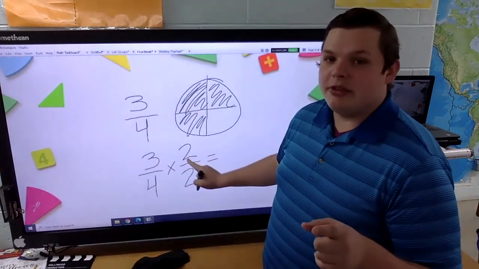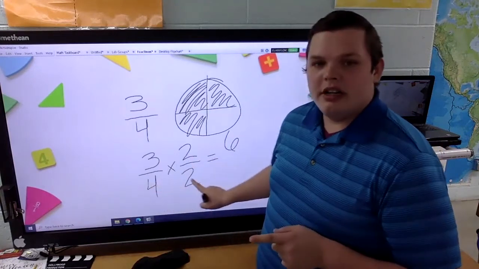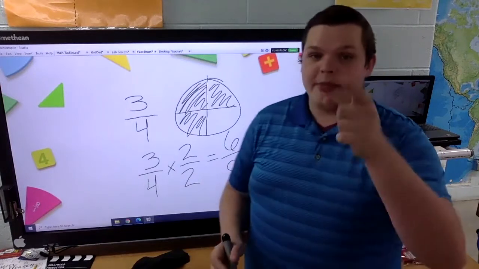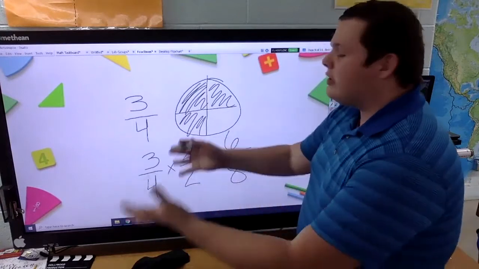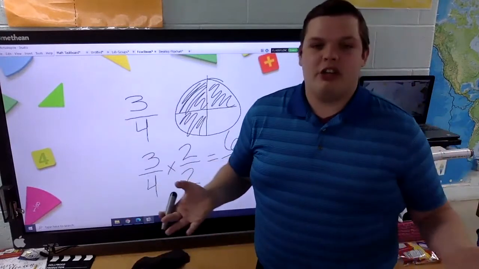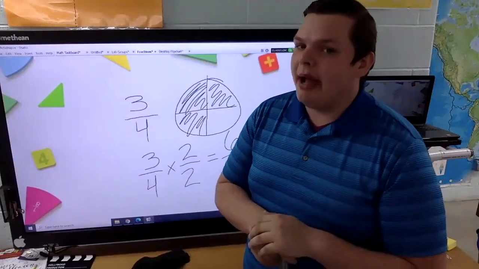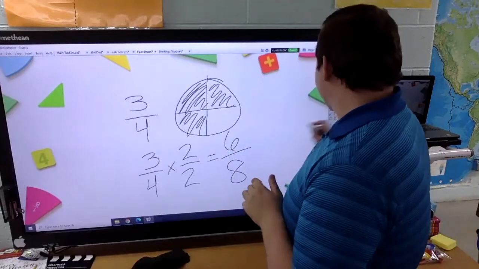3 times 2 is 6. 4 times 2 is 8. Make sure you keep that bar in the same place. Okay? So you can multiply any fraction you see by the same exact number, but it has to be multiplied by both. Has to. Okay? Let's try another one.